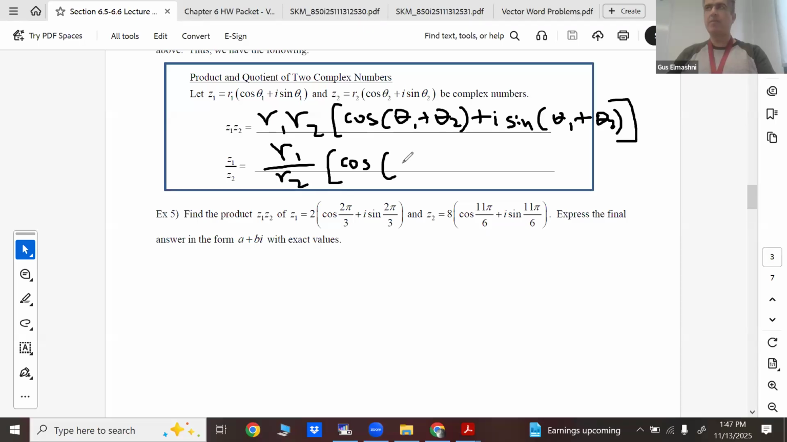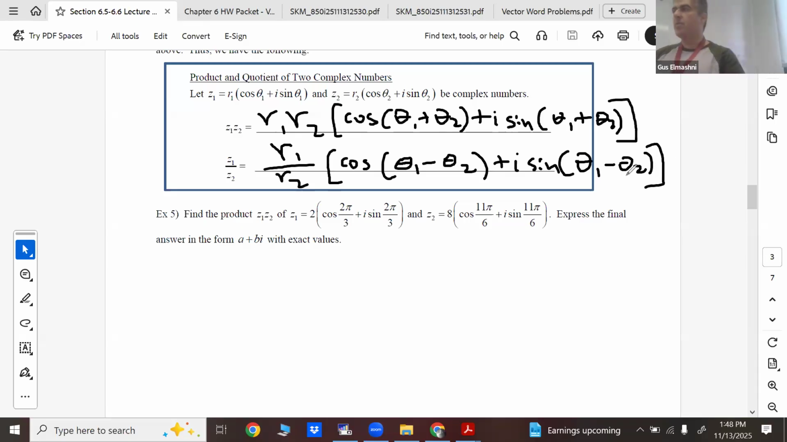What's the inverse of addition? Just like how division is the inverse of multiplication. Don't worry, I give you guys these formulas. In fact, I actually give a lot of the complex formulas, so don't worry. That's how you divide complex numbers.